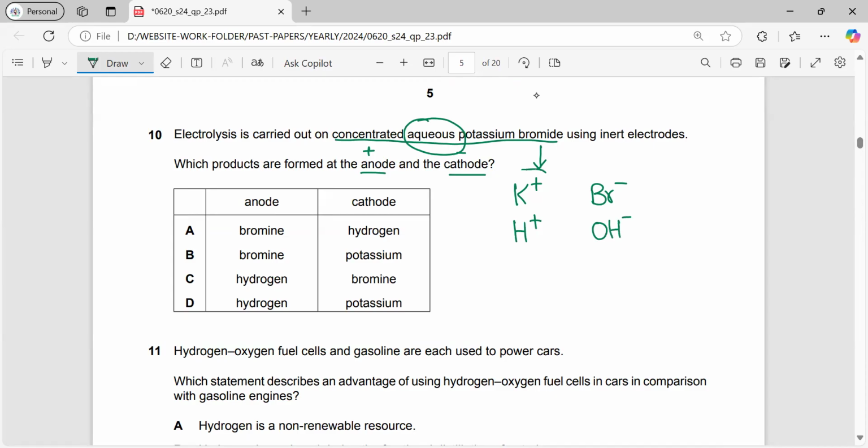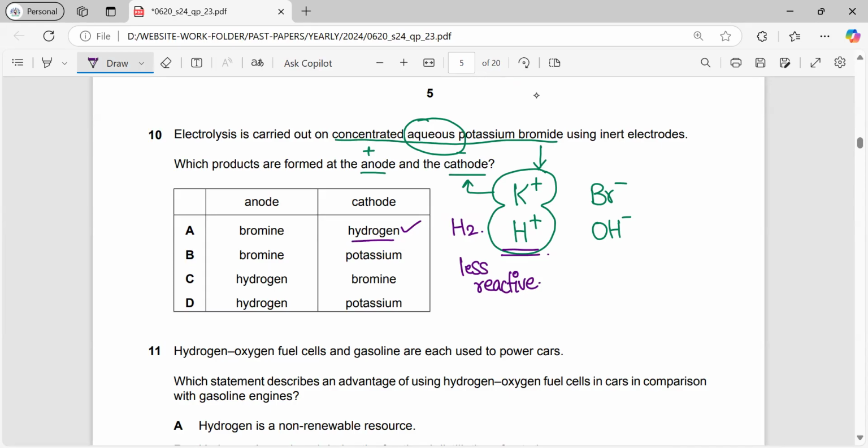Out of these 2 positive ions, which will go to the cathode, because cathode is negative? So these 2 ions will run towards the cathode, but only one will discharge. Which one discharges? We have to see the reactivity. The ion which is less reactive will discharge at the cathode. So from potassium and hydrogen, if we see the reactivity series, hydrogen is less reactive. So it will go to the cathode and form hydrogen gas. So at cathode, hydrogen gas is formed. There is only one option with cathode hydrogen, which is bromine.